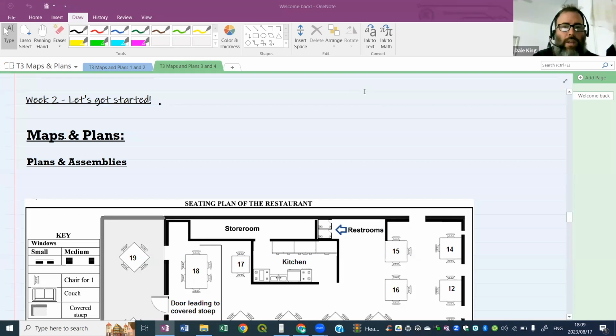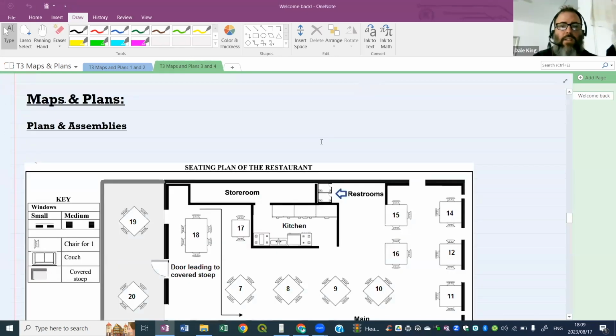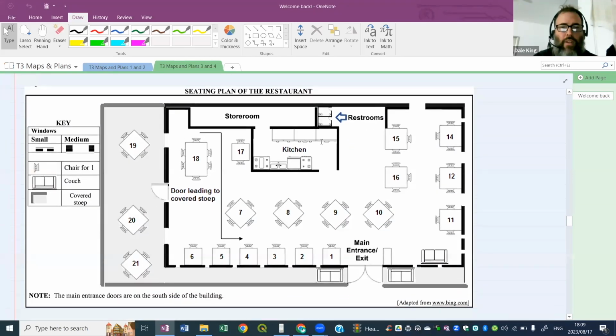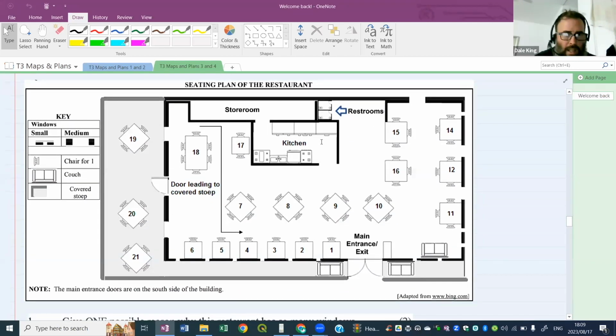So here is our plan. This is a seating plan of a restaurant. I think you all can see that. We have chairs and tables, all numbered, and a setup and layout there. It looks like a building plan, but it's for a restaurant.